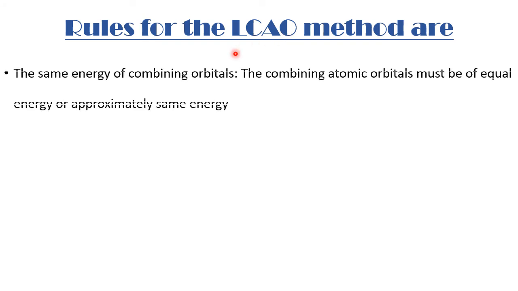Rule number 1: the same energy of combining orbitals. The combining atomic orbitals must be of equal or approximately the same energy. This was already told in the salient features. The same points are repeated again and again under different headings.